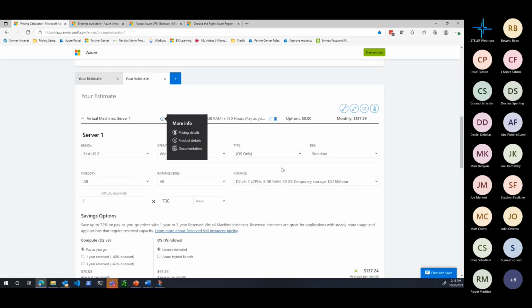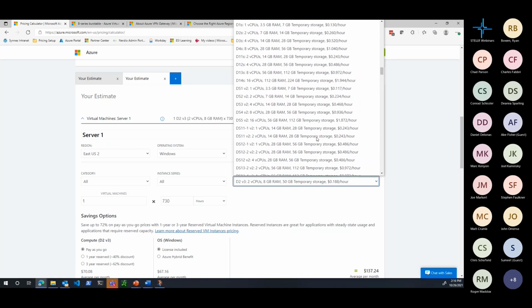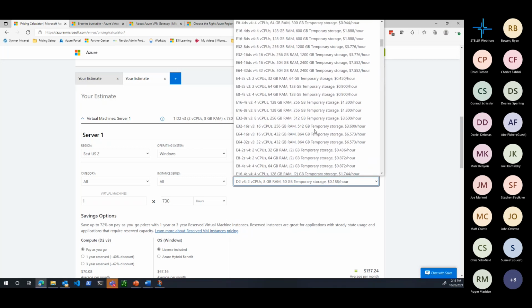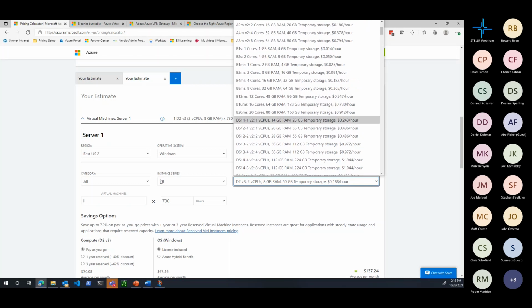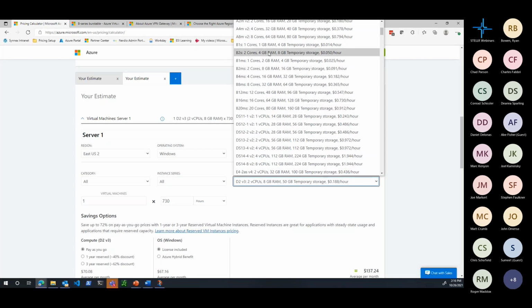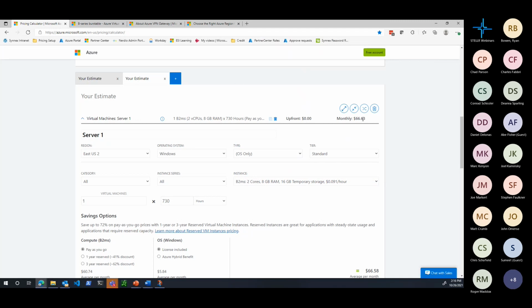And so what I'll show you with that is we can see this D2 v3, which is 2 CPU, 8 gigs of RAM, is 18 cents an hour. Now, we can see that there are a lot of options to select from, so don't get scared by the list. We can filter those things out by category and instance series. I just know how the list typically is. But that B2MS that I have here, we can see that it's 9 cents an hour. So this costs $66 versus that D2, which was 188, if I remember correctly.